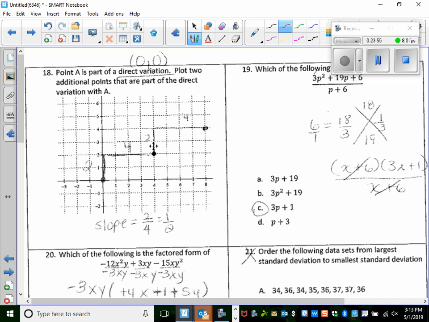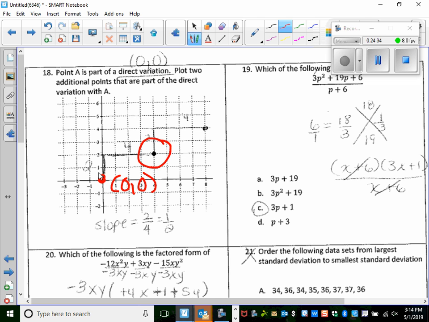So the only thing they gave you was this right here. That was the only thing you know. It says point A is part of direct variation. Now, as soon as they say that, you should think about 0, 0. Because direct variation equations pass through the origin. And that's really why they're saying direct variation, because they want you to plot 2 additional points that are part of direct variation. Well, if you only have 1, how are you going to plot 2 other ones? Because they told you 1 is direct variation. So there's your second point right there.